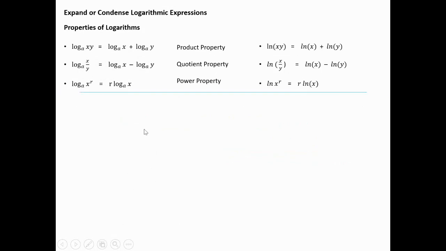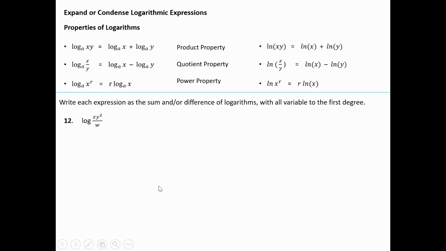Okay? Let's try another one. Again, those are the rules again. I like to put them there so we can see what we're doing here. So the rules that we're going to apply here are all 3 rules, right? Because here we have division, which is the quotient property. Here we have a power, which means the power property. And here we have the product, because this is multiplication here. So this one, we're going to apply all 3 rules.